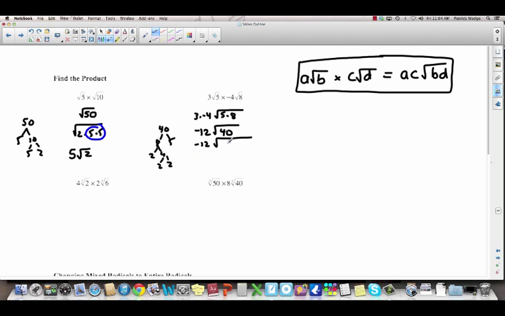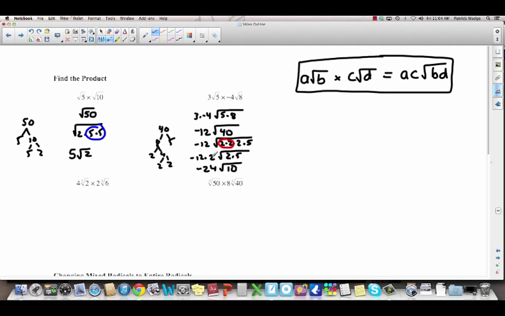The prime factorization of 40 is 2 times 2 times 2 times 5. We're looking for a pair because this is club 2 square root, so there's a pair. So that comes out front. There's already a number out front, so what do we do? We multiply. We have negative 12 times the 2 that comes out, and what's left inside is the 2 times 5. Negative 12 times 2 is negative 24. 2 times 5 is 10. There's your answer, negative 24 root 10.